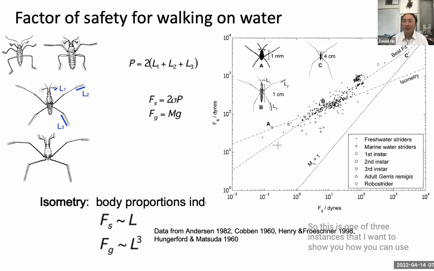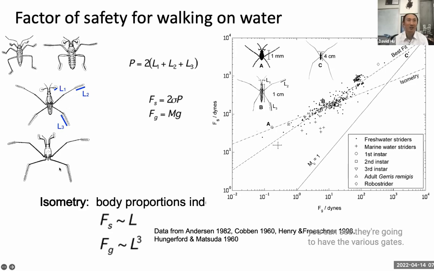So this is one of three instances where I want to show you how you can use scaling to make useful predictions for biology. These are different. I showed you one water strider, but the joy of our field is that there's so much diversity, and that diversity you can actually help quantify. These are hand drawings from Anderson's book in 1982, where he drew almost a couple hundred species of these insects that walk on water.